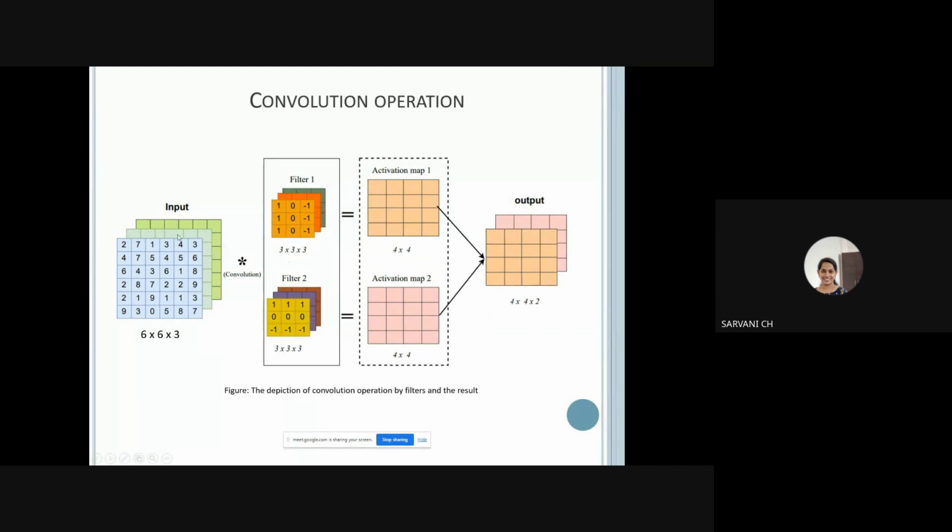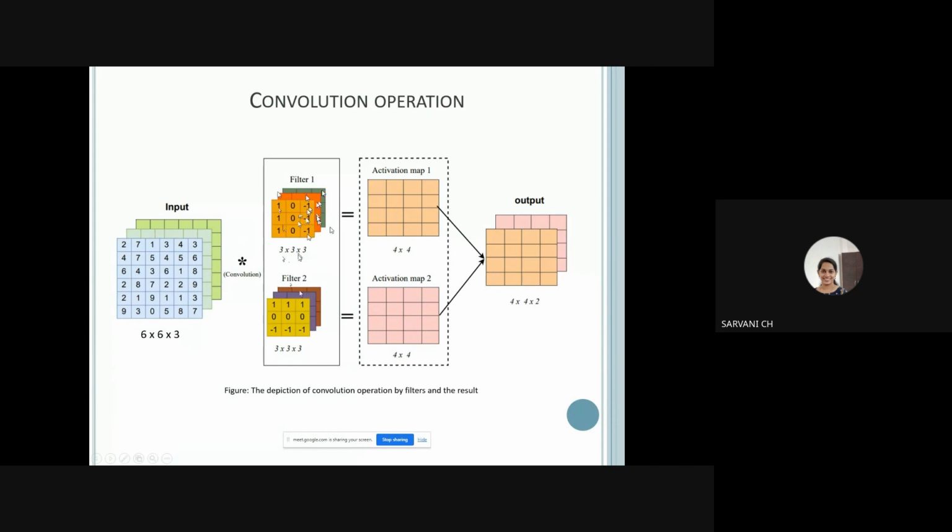In convolution, there is an input here and there are filters. Consider there is filter 1 and filter 2. Usually the size is 3 cross 3, 5 cross 5 or 7 cross 7. Each filter is three-dimensional, and it has these 2D arrays. These are called kernels. Each filter is made up of kernels. So the height and width of this filter are 3 cross 3, and the depth will be equal to the depth of the input image. Each filter has a depth equal to the depth of the input image.